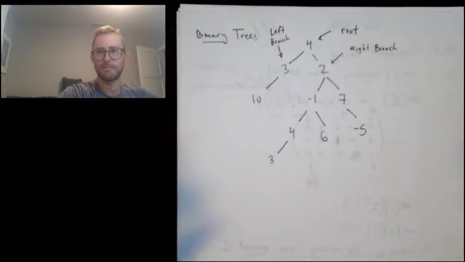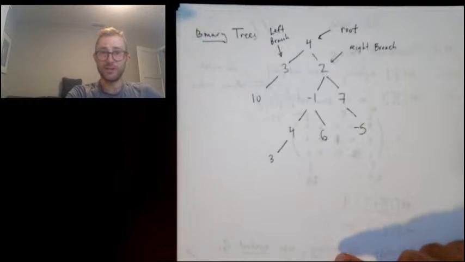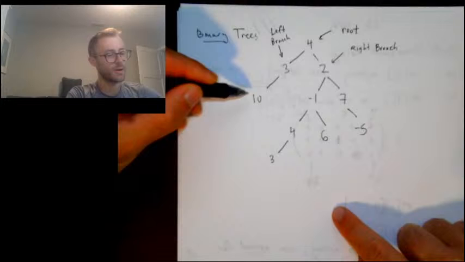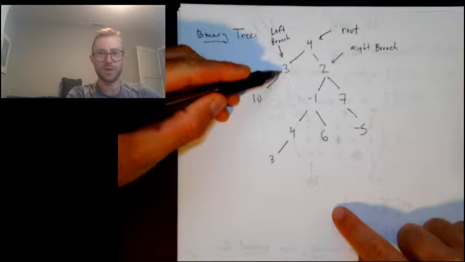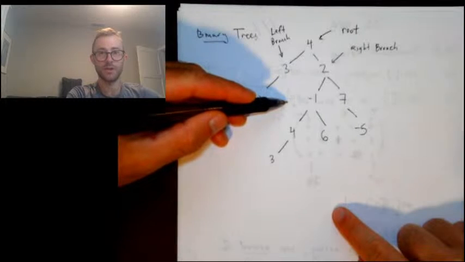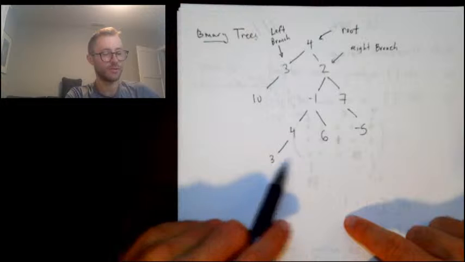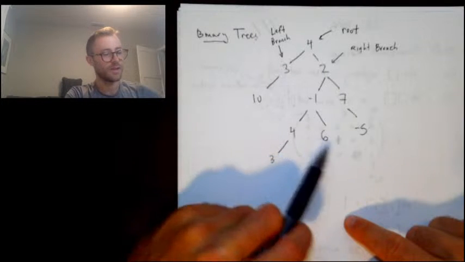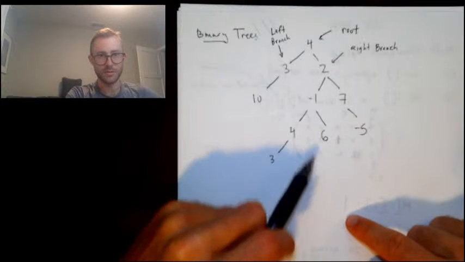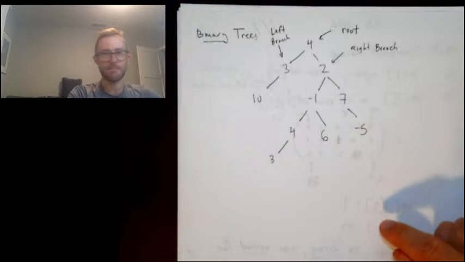Whoa, okay. So it doesn't necessarily have to have both a left branch and a right branch. So for example, this 3 right here has a left branch of 10, but no right branch. Okay. This 4 has a left branch of 3, but no right branch. Anything at the bottom of the tree is going to have neither a left branch nor a right branch. Okay.